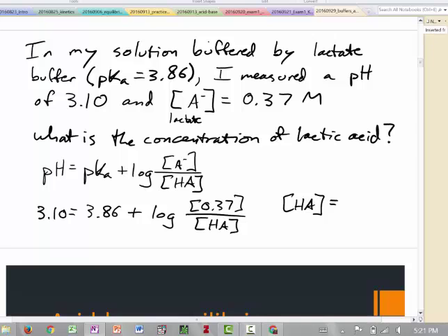What did you guys get? That's good, because that's what I got. I wasn't sure I was right. That seemed wrong. Yeah, it's 0.13, so 2.1 for 2 sig figs. That's a lot of lactic acid.